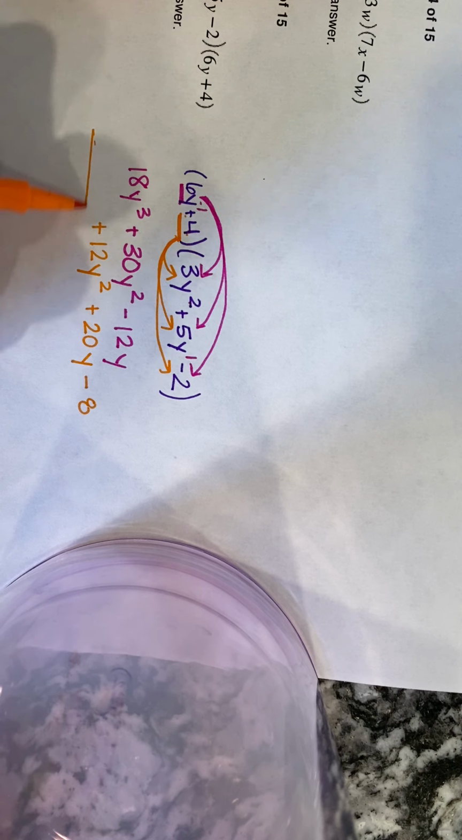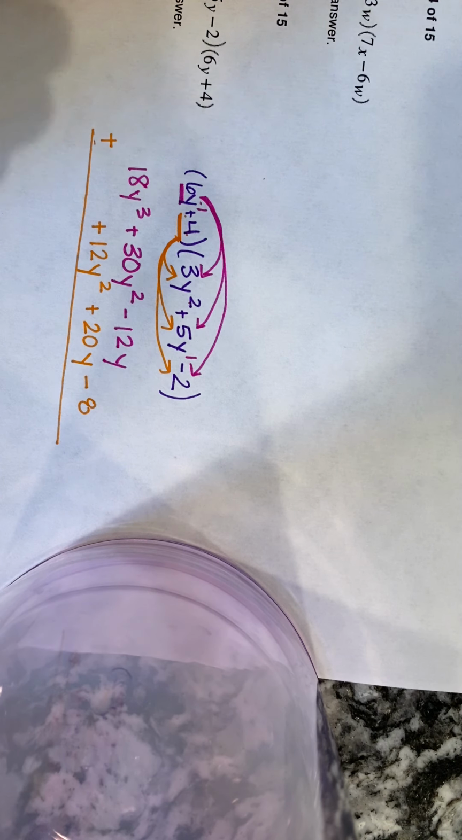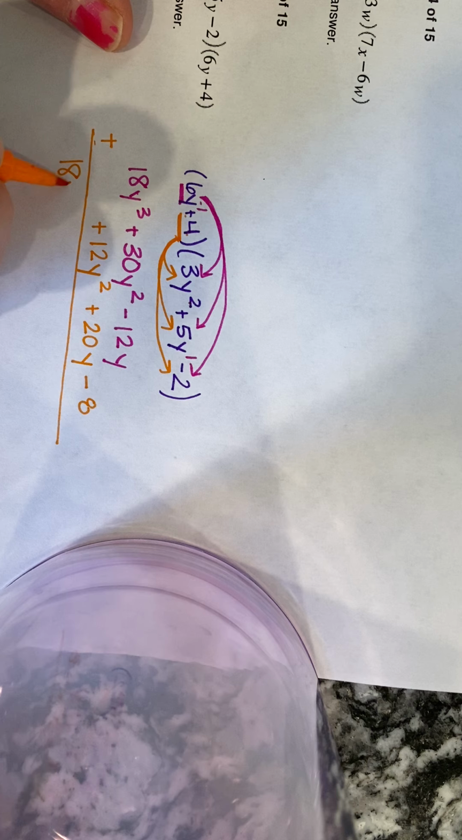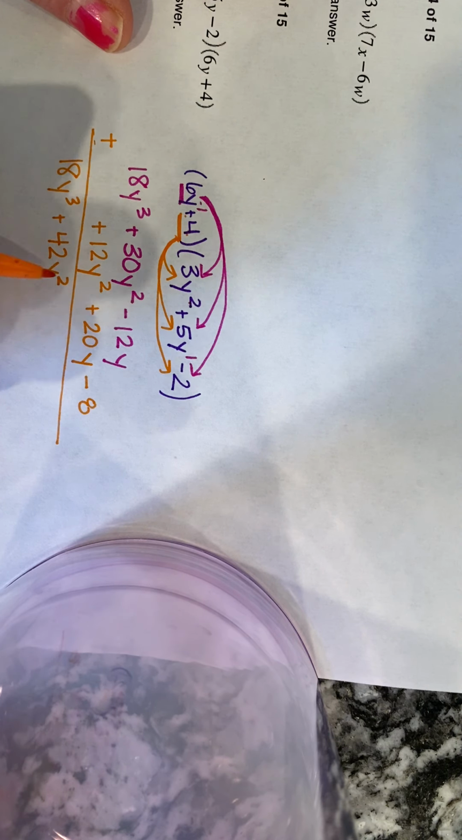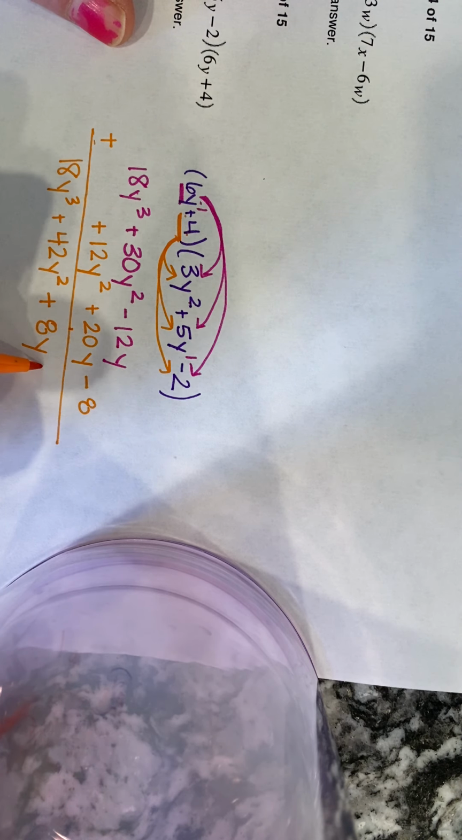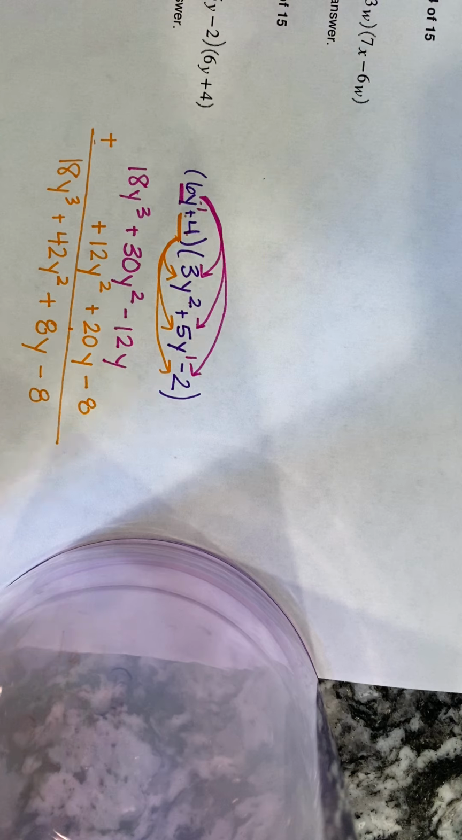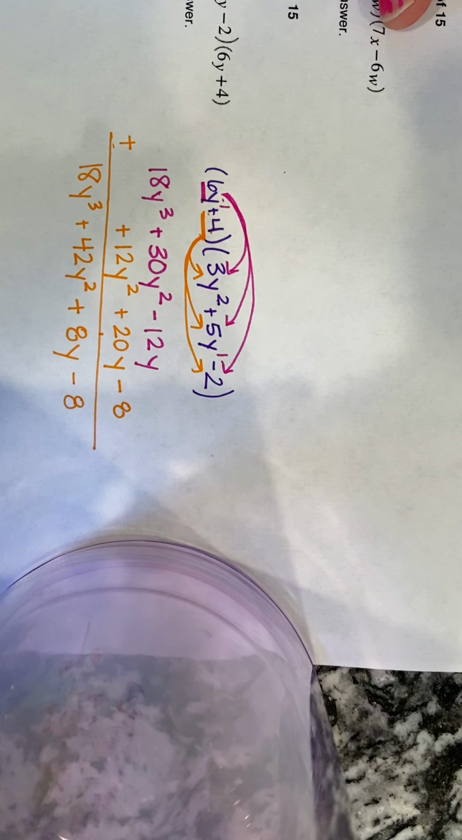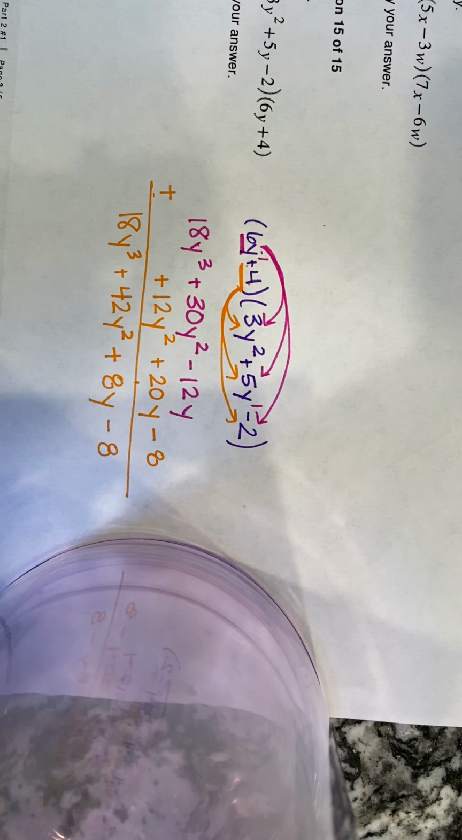So now we can add straight down. 18y cubed plus 42y squared plus 8y. Be careful there. You have 20 y's. You take away 12, the 20 is bigger, so your answer will be positive, and you do subtraction between those two. And then minus 8. So your final answer has 4 terms, and it should look like that.